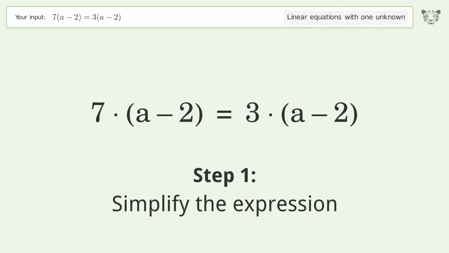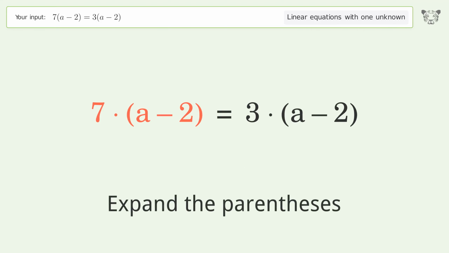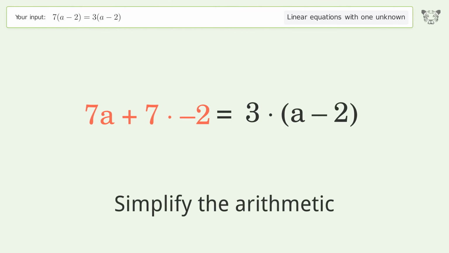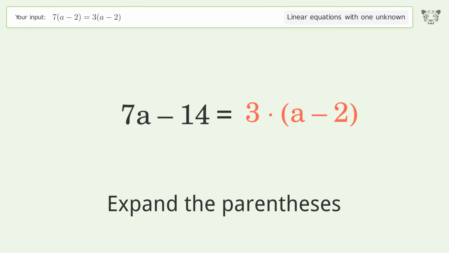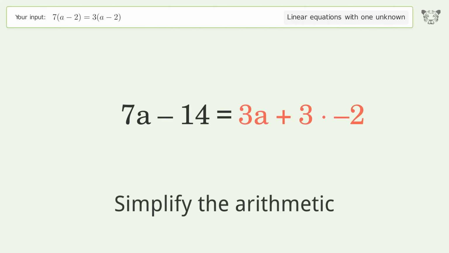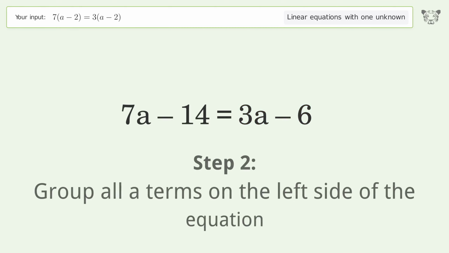Simplify the expression. Expand the parentheses. Simplify the arithmetic. Expand the parentheses. Simplify the arithmetic. Group all a terms on the left side of the equation.